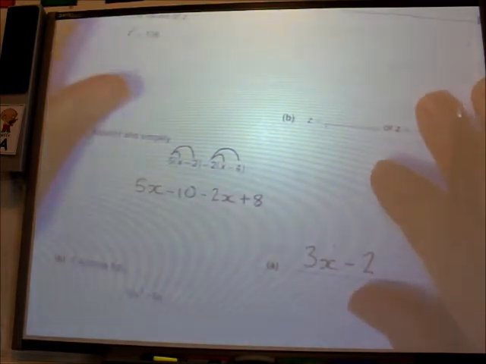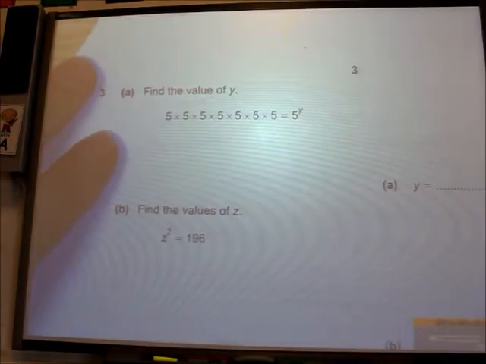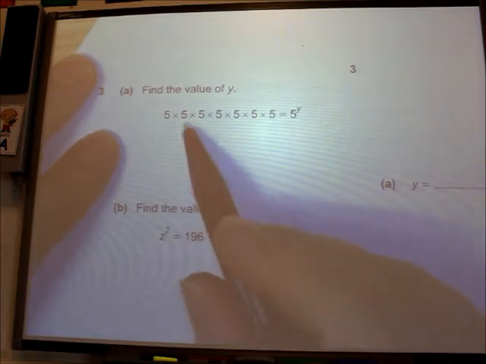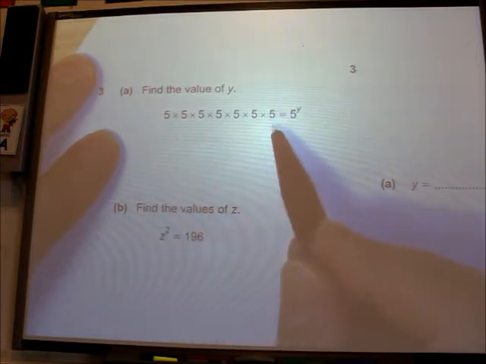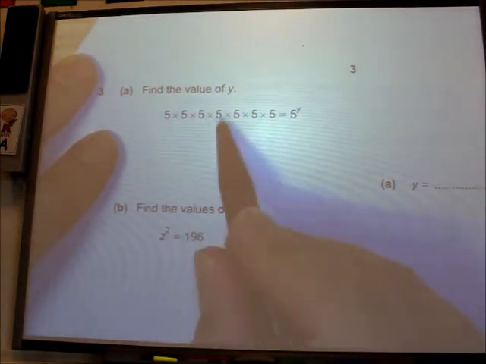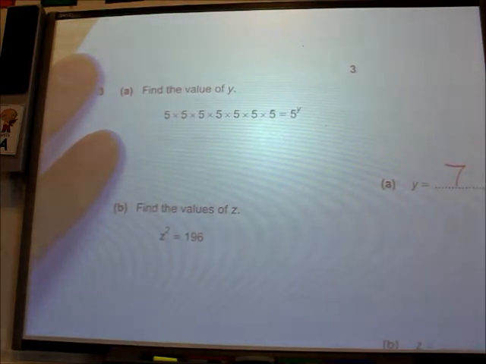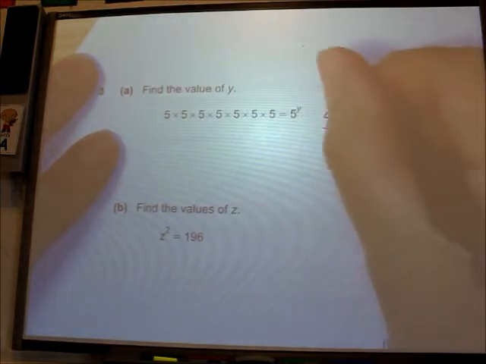Question 3, zoom in a little bit so you can see it. It says find the value of y. So 5 times 5 times 5 times 5 times 5 times 5 times 5 is 5 to the power what? It is 5 to the power 1, 2, 3, 4, 5, 6, 7. 5 to the power 7. So that means y is 7, because it should be 5 to the power 7.